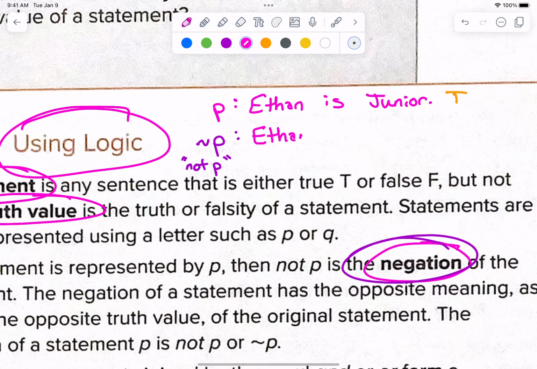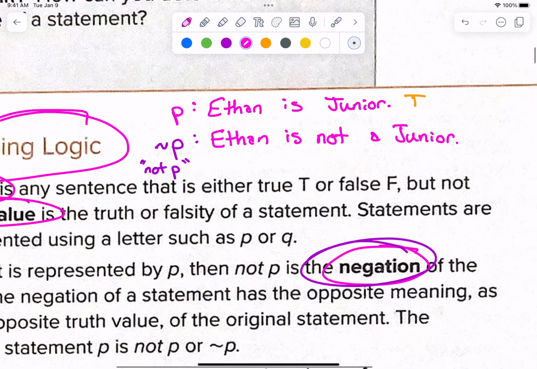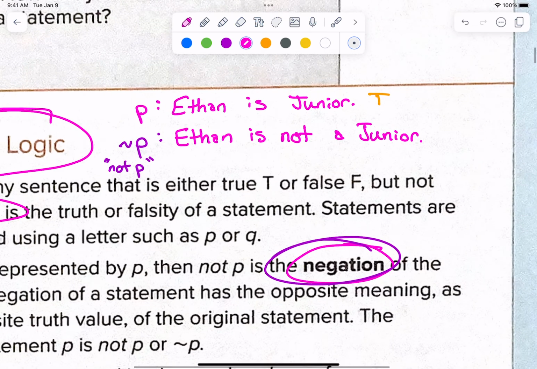Ethan, now he could be a sophomore, he could be a freshman, he could be a second grader, right? So what would be the easiest way to say that? Ethan is not a junior, right? Rather than list all of the things that Ethan is not, we would just say Ethan is not a junior, okay? Does that stay true or does that become false now? Ethan is not a junior.